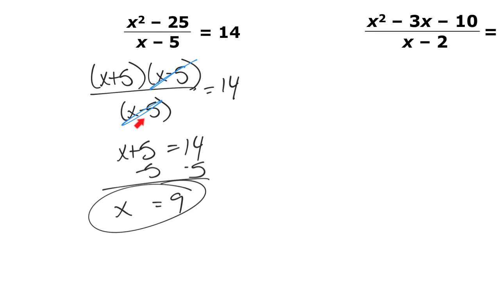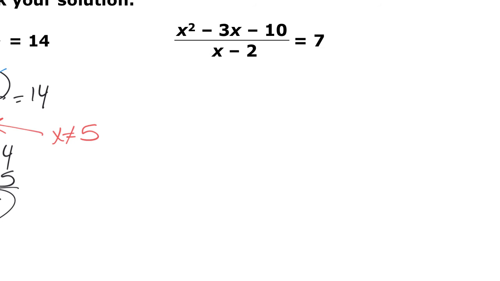I know from right here that x cannot equal 5. That's where the expression would be undefined, but that doesn't really matter here because I end up with an answer of x equals 9. If I did end up with an answer of x equals 5, but I know up here that x cannot equal 5, then there would be no solution.